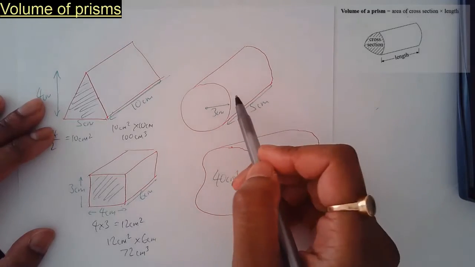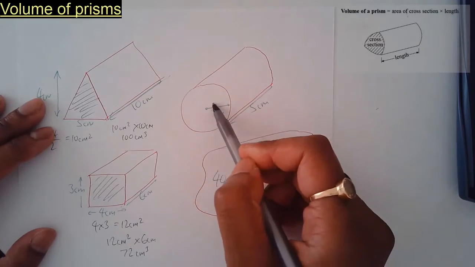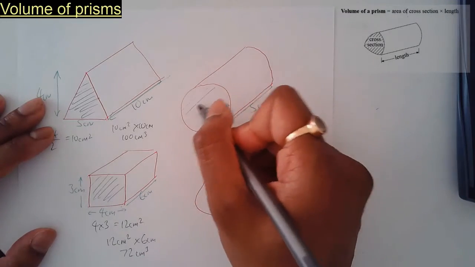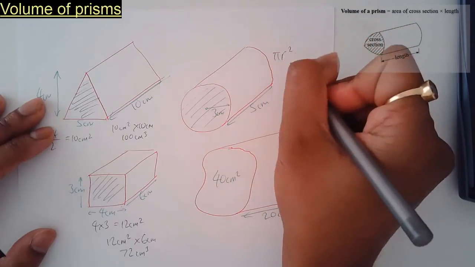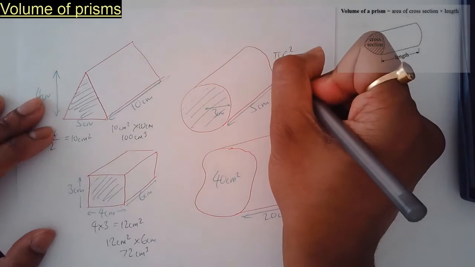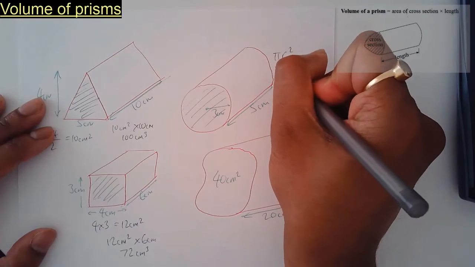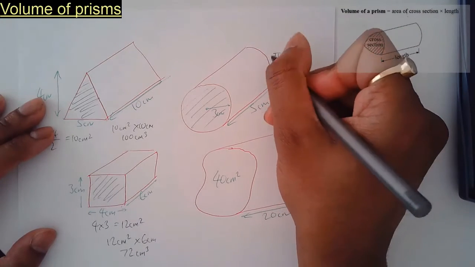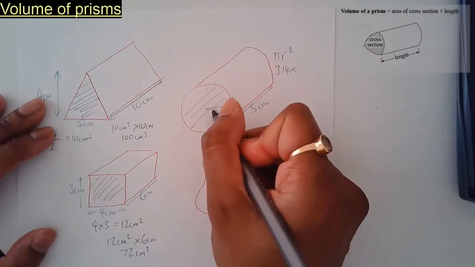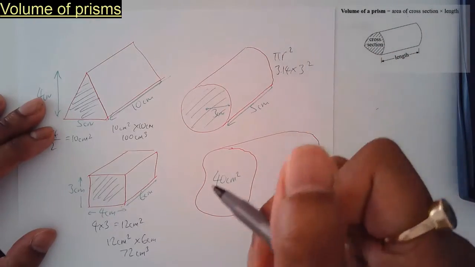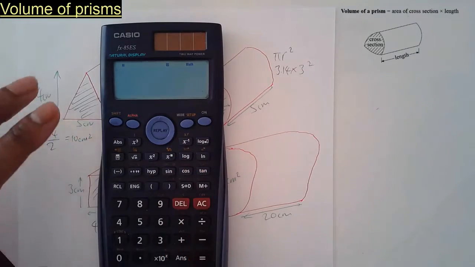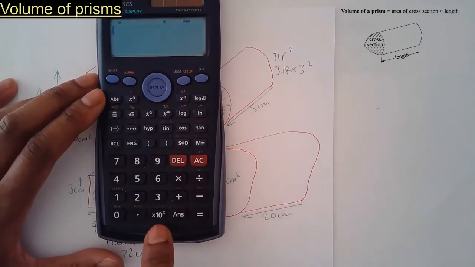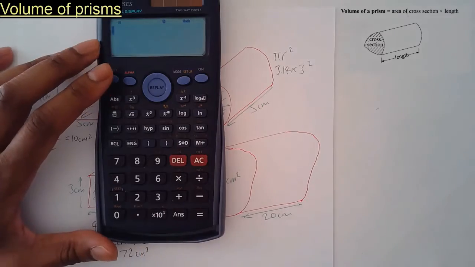This one's a circle. Work out the area of this. It's a circle, so it needs to be pi r squared. You can use 3.14 as pi multiplied by the radius, 3 squared. If you've got a calculator, you can use a calculator. You can use the pi button. It's right there. Press the shift.